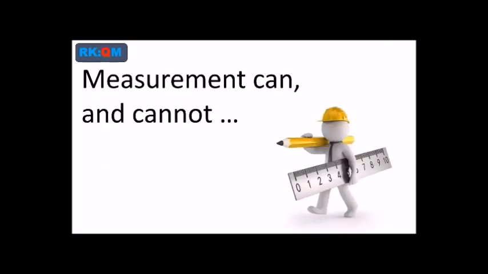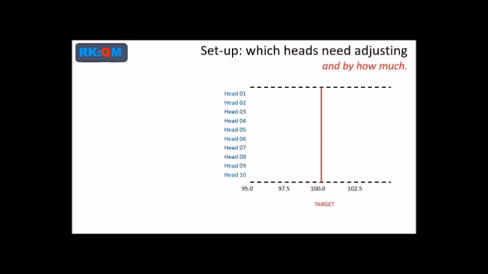My next topic is the limitations of measurement, what measurement can do for you and what it cannot do. Let's consider a 10-head machine. We all agree that the machine setup or process setup is important, but it must be done correctly if we are to produce good product. The issue comes in deciding what correct setup is.